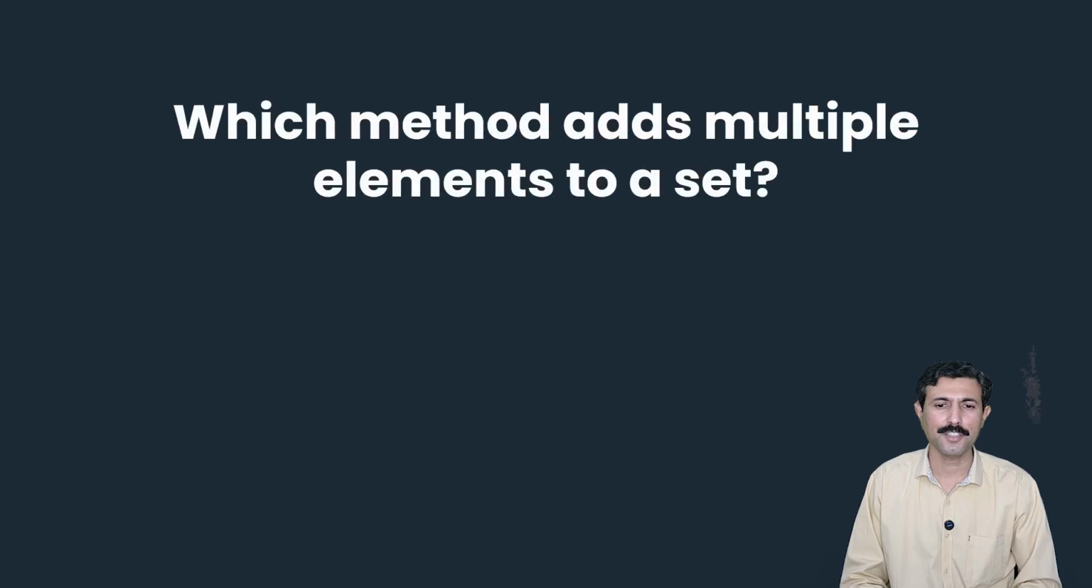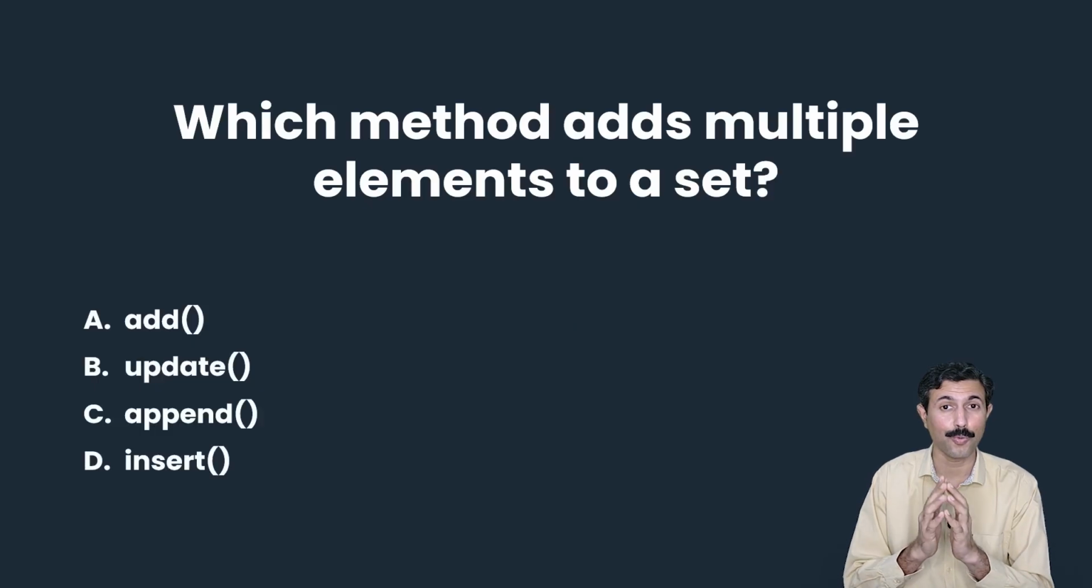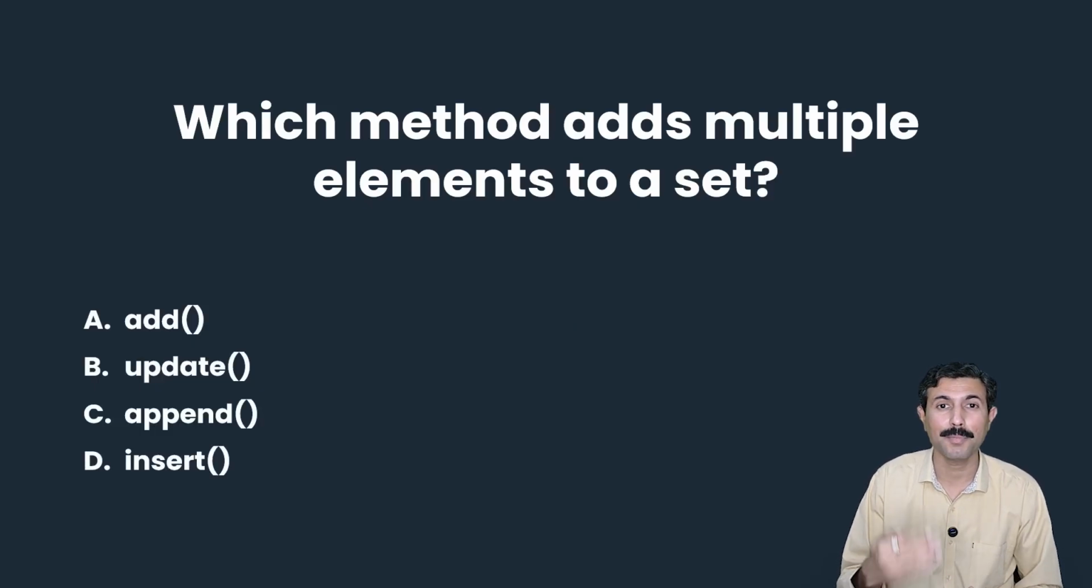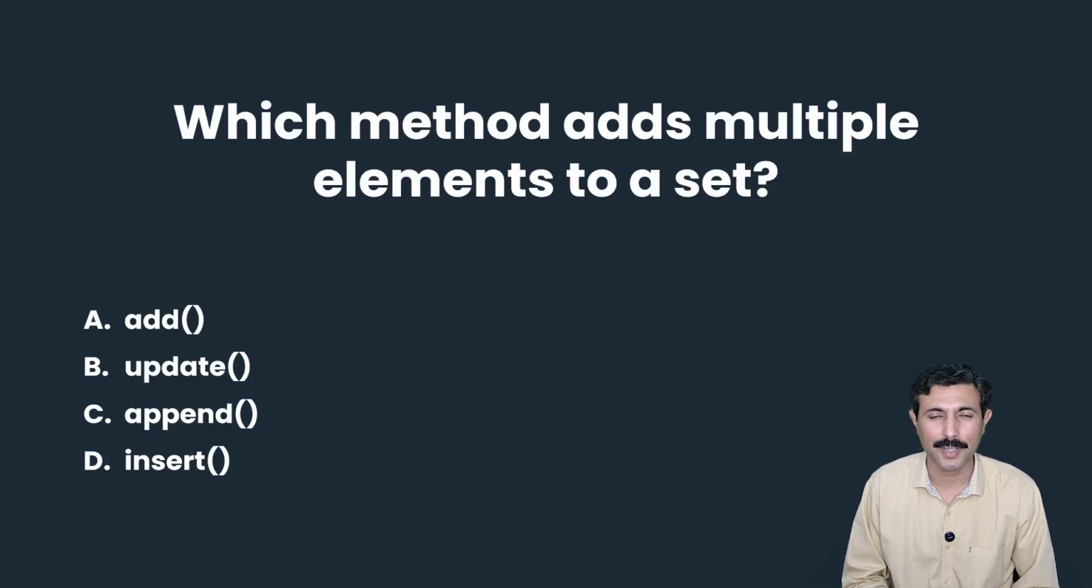Now based on this, I'm going to ask you a quick short question, and your question is this: which method adds multiple elements to a set? Your options are A. add, B. update, C. append, D. insert. Think over it. What to use when we want to add multiple values at a time? Think over it and then write the answer in the comments. Once you are done with that, let's move ahead.